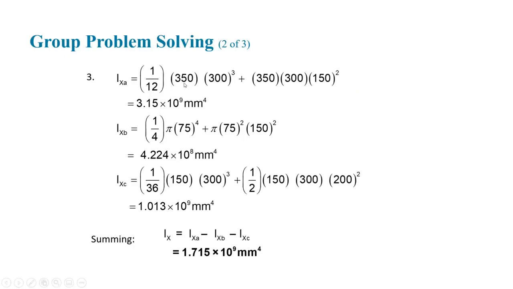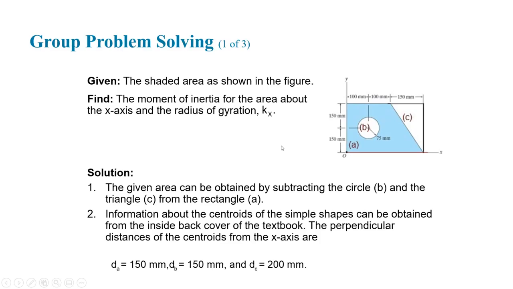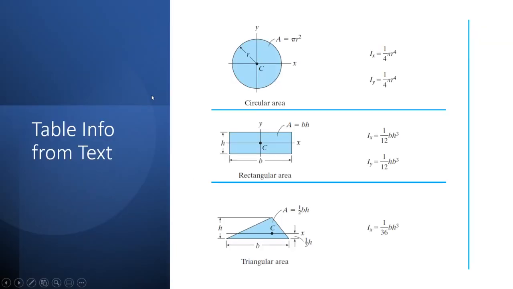Remember, they're calling A the rectangle. If you go back and look at this formula from your textbook, the moment of inertia about the horizontal axis through the centroid is 1/12 times the width of the rectangle times the height cubed. That's all they're doing here. 1/12 times the width of the rectangle.